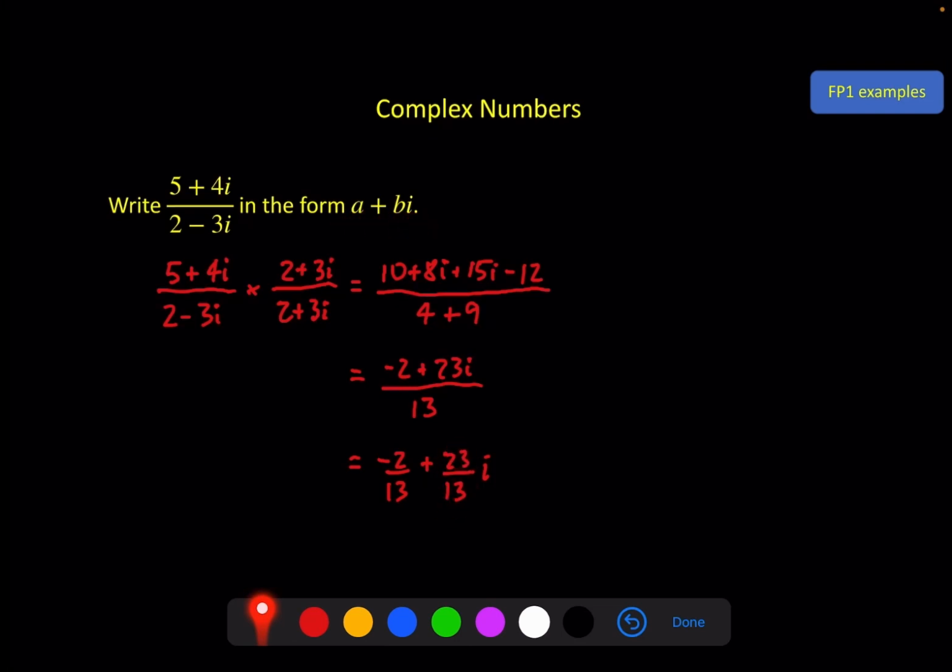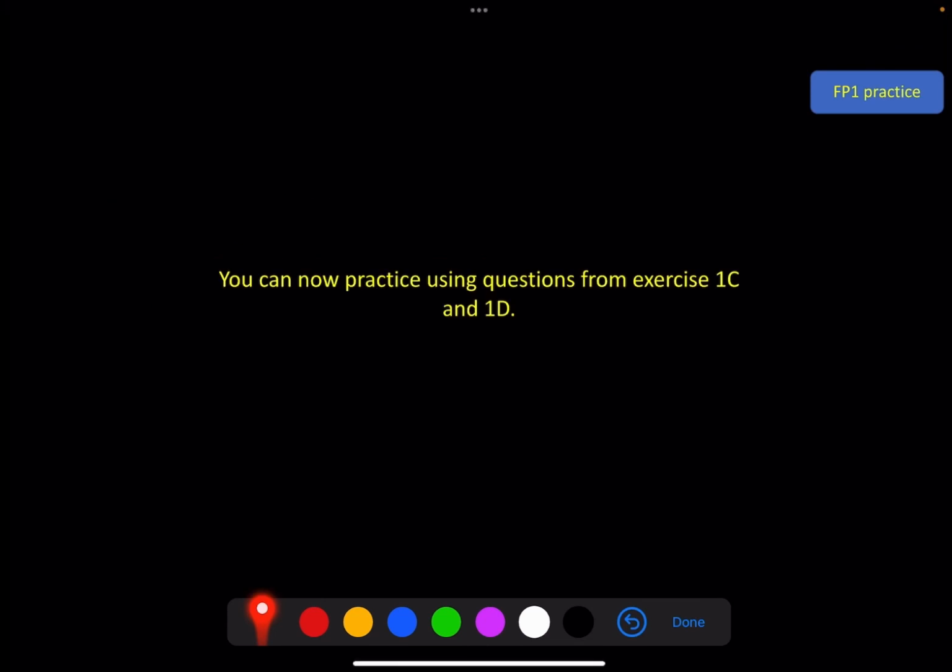And that's everything you need to know in order to be able to do practice questions from exercise 1C about multiplying complex numbers, and 1D about complex conjugates and dividing complex numbers.